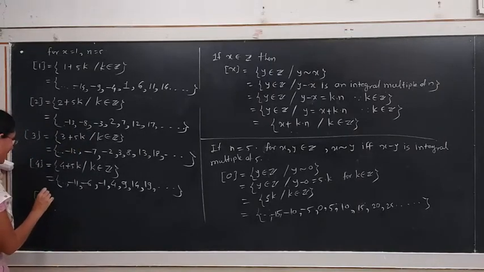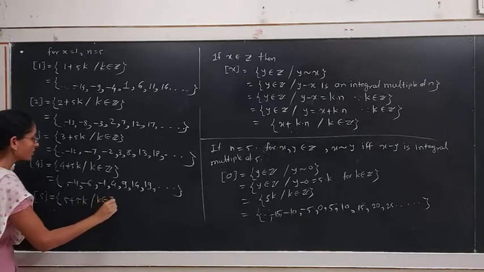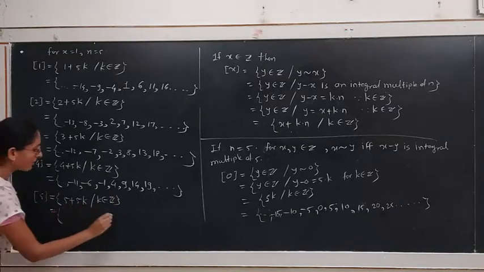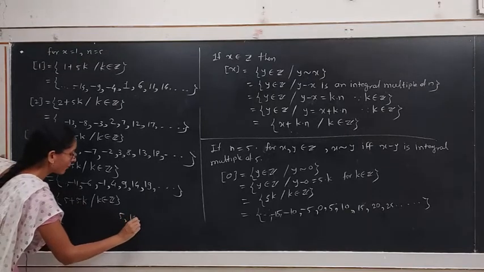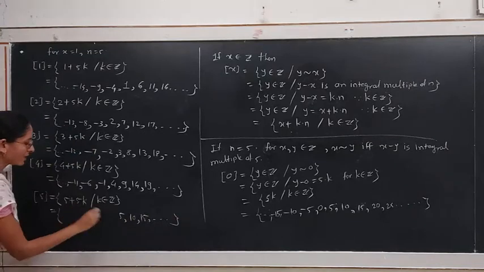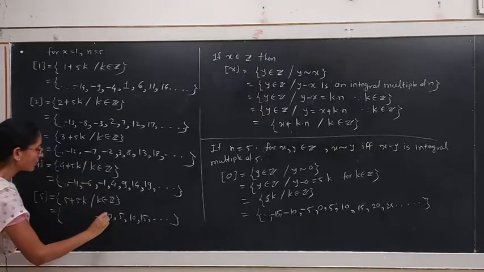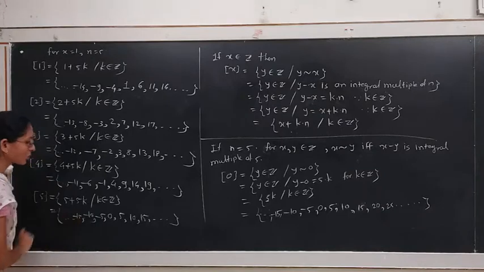Now next we find the equivalence class of 5. This is equal to 5 plus 5k where k belongs to Z. If we put k equal to 0 then we get 5. For k equal to 1 the value is 10. For k equal to 2 the value is 15. For k equal to minus 1 the value is 0. For k equal to minus 2 the value is minus 5. For k equal to minus 3 we get minus 10, and the next value is minus 15, and so on.